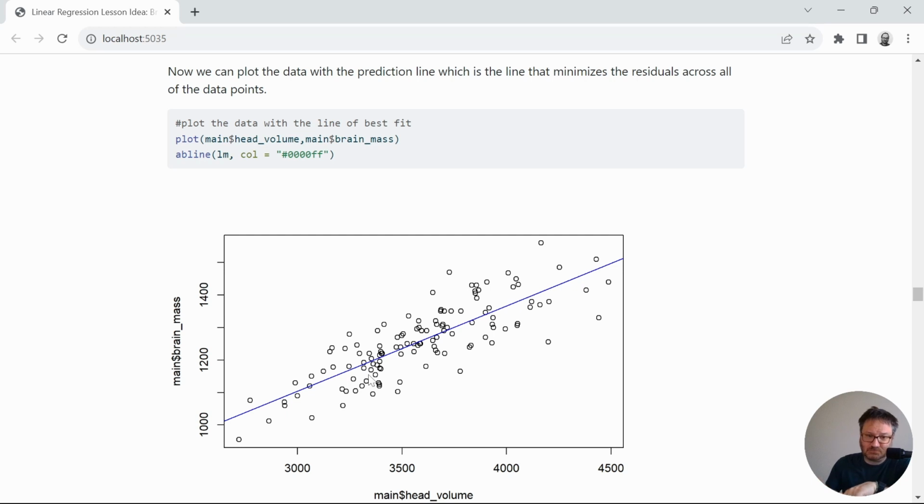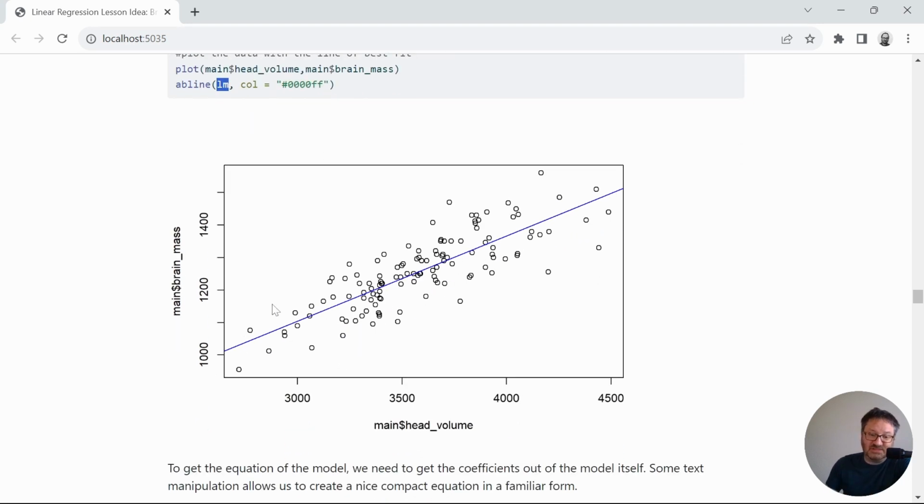So in this next one, this is again just base R graphics, but we plot the head volume and the brain mass, and then we add what's called an AB line, and we just use our linear model to sort of tell it what it needs to draw. And then I'm giving it a blue color just to make it stand out a little bit here. But what we can see is that our model passes right through the data points as expected, and it looks pretty good.